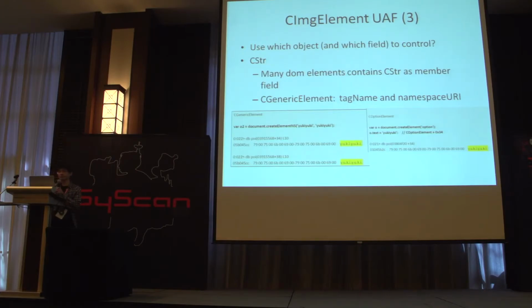So here we choose the C generic element to continue our exploit. The reason we choose it is that the list entry structure contains two dwords, and using C generic elements, we can also control 2 CSTR strings, which is also 2 dwords in size. It's perfect for this bug.